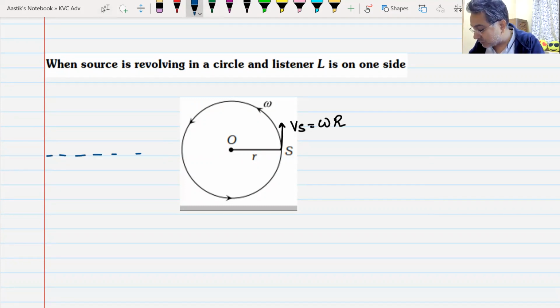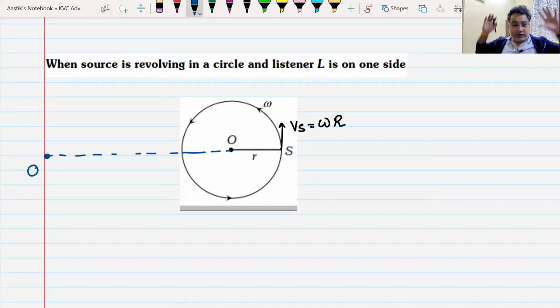And what condition is given? Your observer is stationary on one side. He can be on this side, he can be on the other side. Do we understand this? Yes, sir.